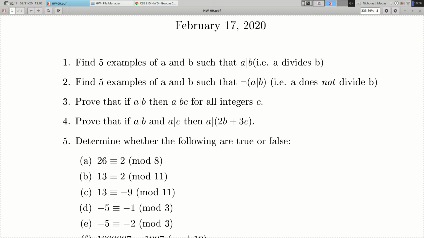Are we doing 4 as well? It's 1, 4. We're doing most of it. And by the way, just a point of notation for number 2, when you say 6 does not divide 9, write it like that. Just put a slash through the pipe to say does not divide. That's just notation. It's good to know.